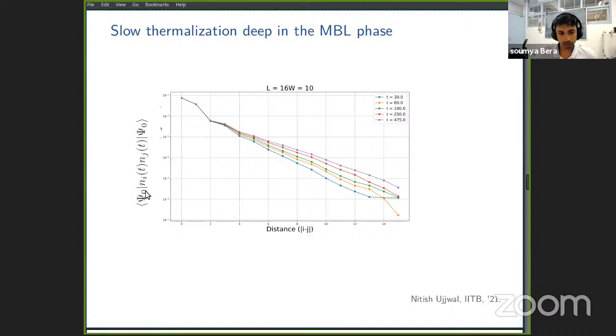So this is exactly what they do in the experiment. You have an initial state, psi 0, which is a Néel state, and then you calculate the density on that Néel state. So this is the disorder average and connected correlator. Sorry, I forgot to subtract the mean.